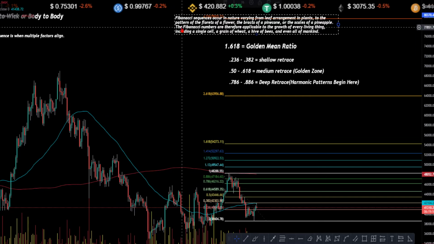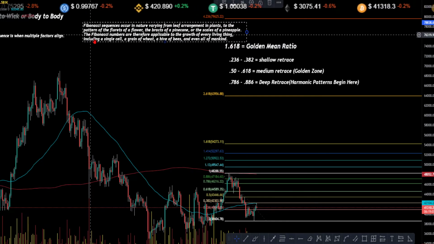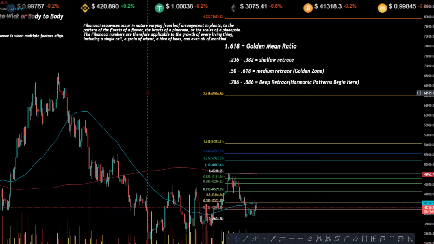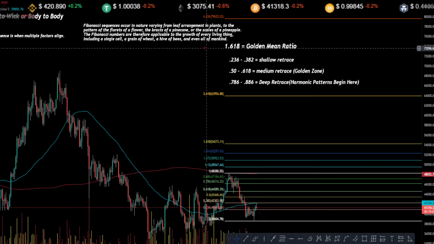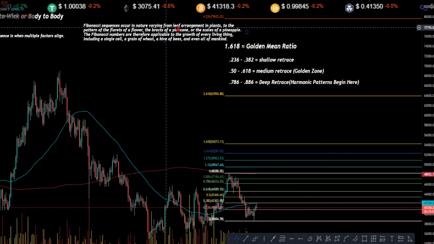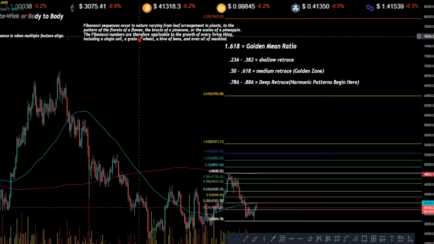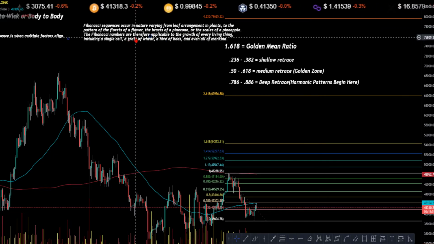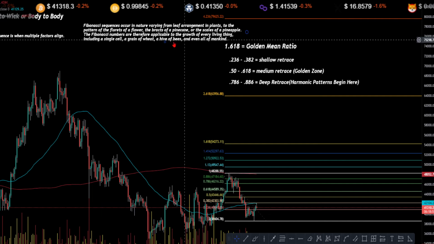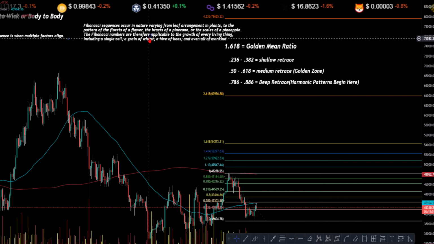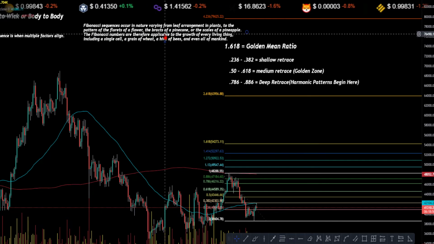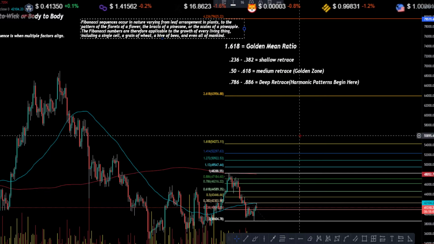So right up here, you can see it's kind of interesting, but Fibonacci sequences occur in nature varying from leaf arrangement in plants to the pattern of the florets of a flower, the bracts of a pine cone, the scales of a pineapple. Fibonacci numbers are therefore applicable to the growth of every living thing, including a single cell, a grain of wheat, a hive of bees, and even all of mankind, and even, you guessed it, the charts.